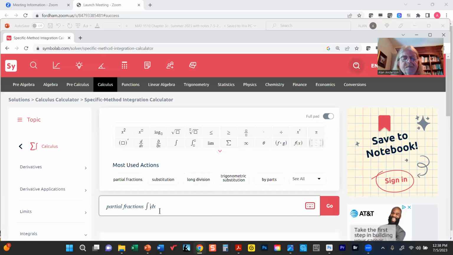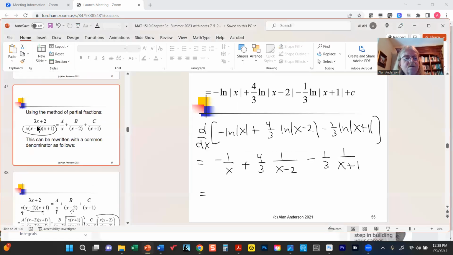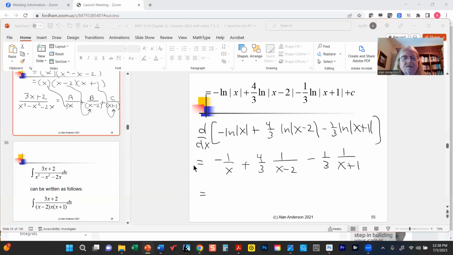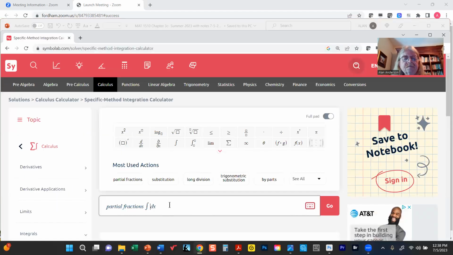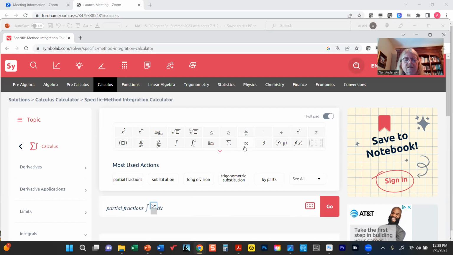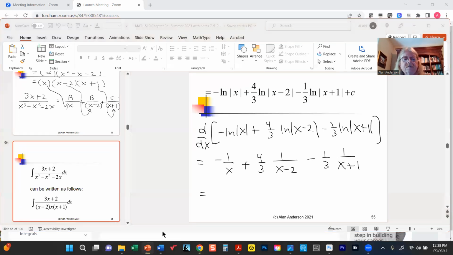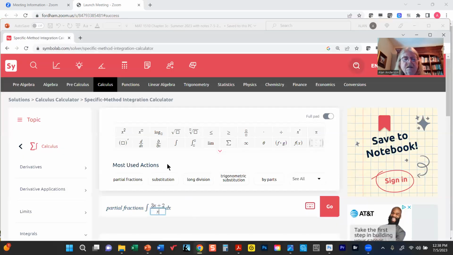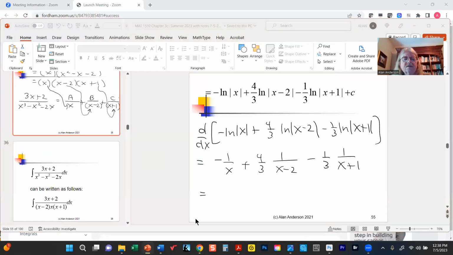So the original expression was 3x plus 2, and in the denominator we had x cubed minus x squared minus 2x.